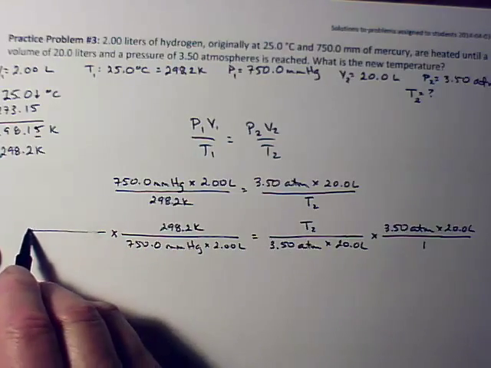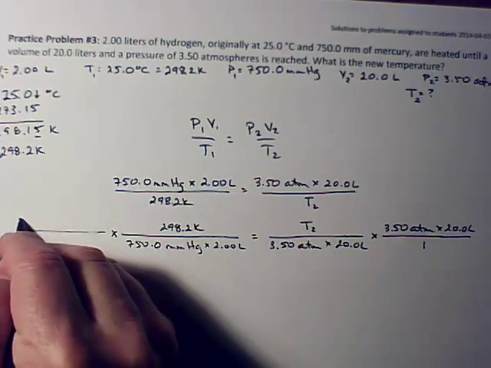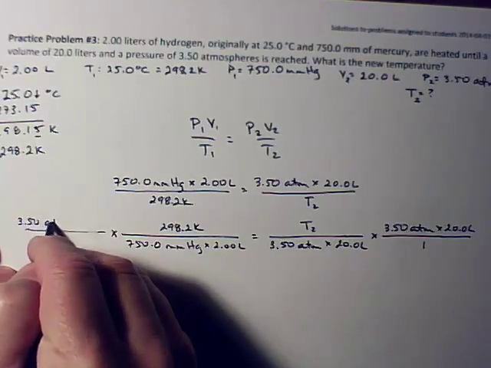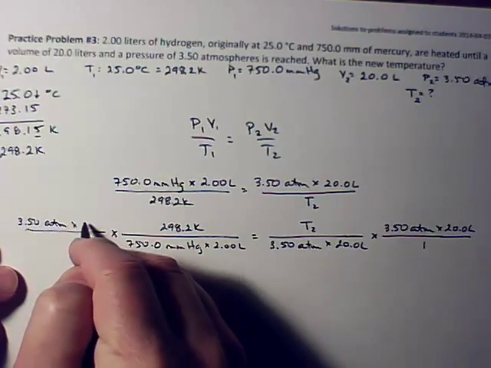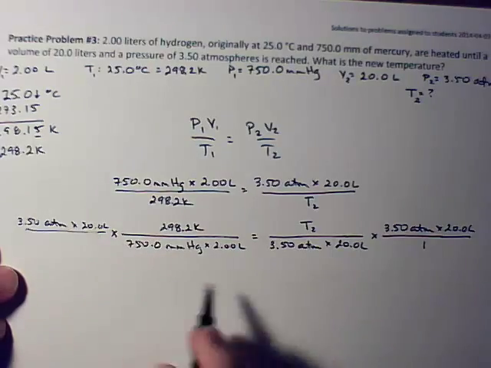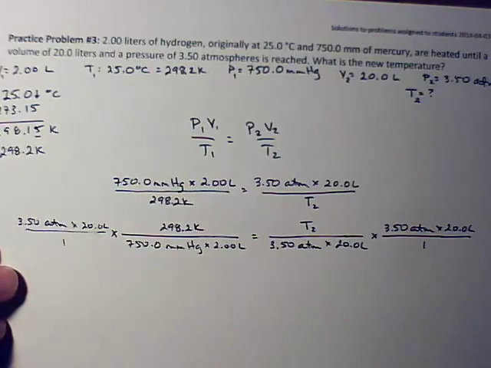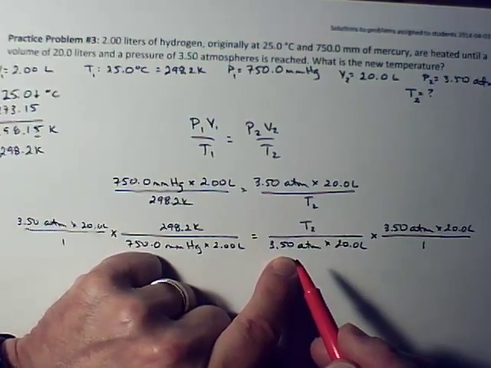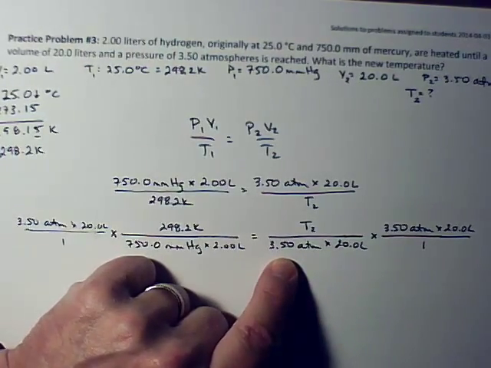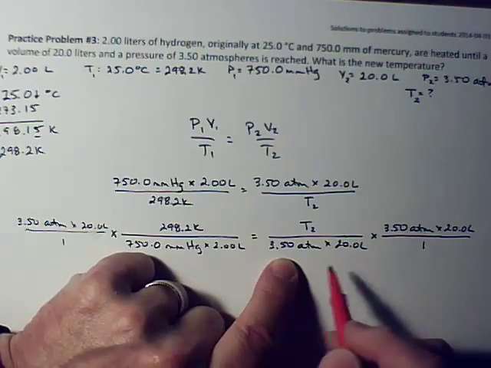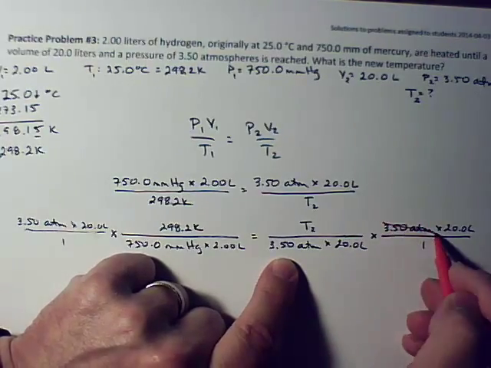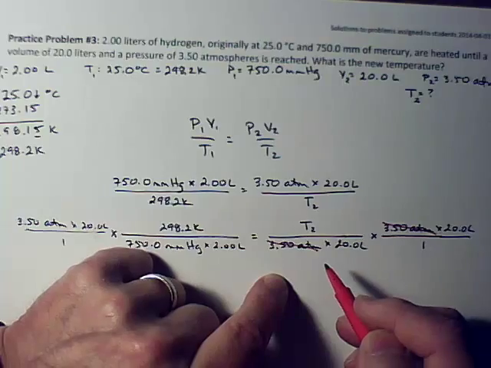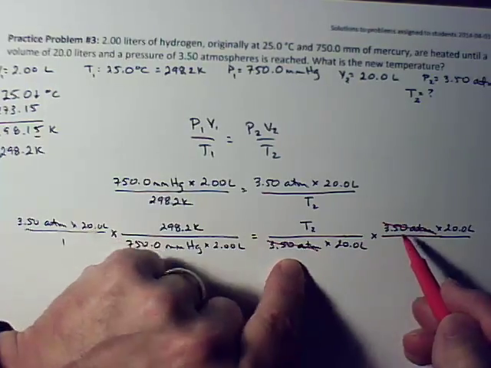So 3.50 atmospheres times 20.0 liters over 1. Now I can go through and cancel things. I can see that 3.50 atmospheres cancels 3.50 atmospheres, like x's and y's in algebra.